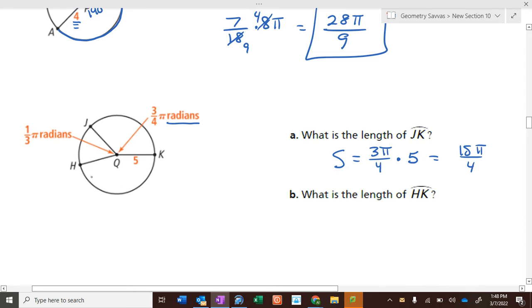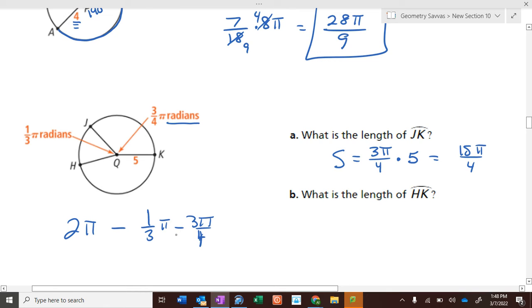HK is here. Oh, but how many radians is that? Well, how many radians are in an entire circle? 2 pi radians in an entire circle. So you have to subtract from that pi over 3 radians and 3 pi over 4 radians.